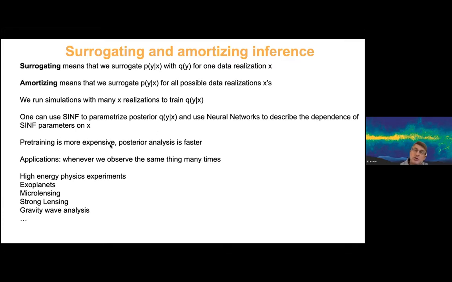Pre-training is more expensive because you're doing it for all the data, but the posterior analysis itself can be done faster. So there's an interesting interplay here. When do you do what I just described, and when do you switch to this amortizing part as well, where you pay the price in pre-training, but then later it's cheaper? An obvious answer is whenever you have to do the same analysis many times. And we have lots of examples like that, right? High-energy physics experiments, they just keep observing the same detector over and over again. Exoplanets, for example, microlensing, strong lensing, gravity wave analysis. All of these are examples where, in some sense, you're repeating the same analysis and where amortizing makes sense.